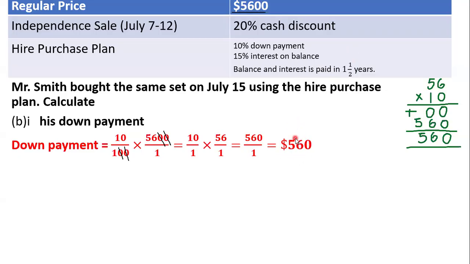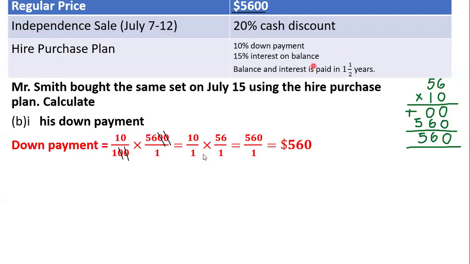What is the down payment based on our answer? What is the amount of the down payment? It's literally right there. 560. So again, what is the down payment? 560. What is another word for down payment? Deposit. Very good.